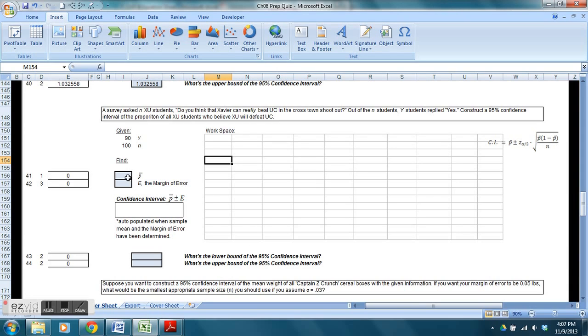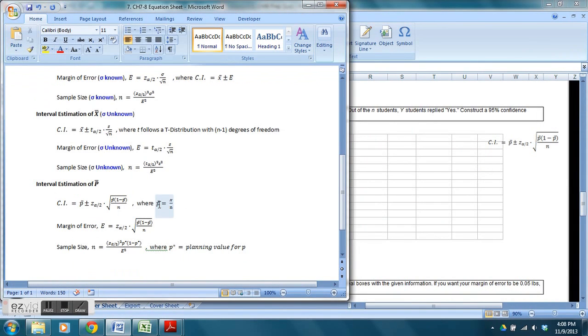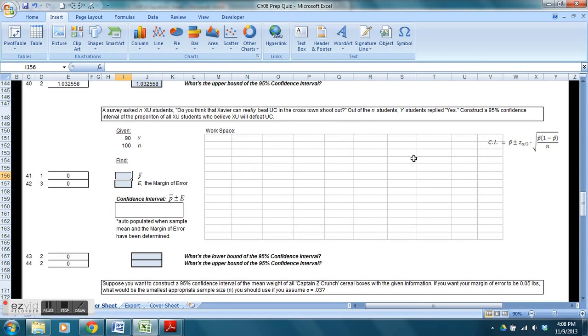And this is also on the equation sheet, but maybe it's obvious. Your proportion is going to be the number that say yes to whatever you're looking at, or the number that are in your proportion compared to the total number in your sample, or for your population, the total number that agree to the proportion compared to the total number in your population. So our proportion is just going to be equal to 90 divided by 100, 0.9.